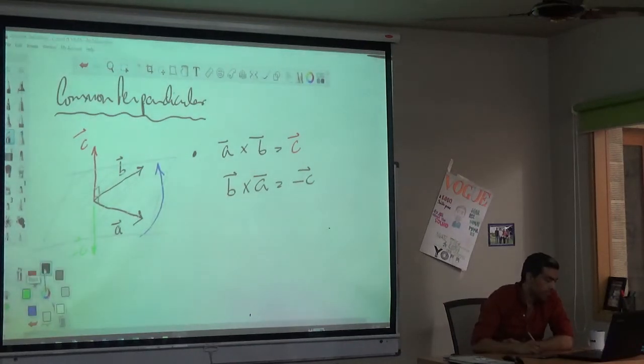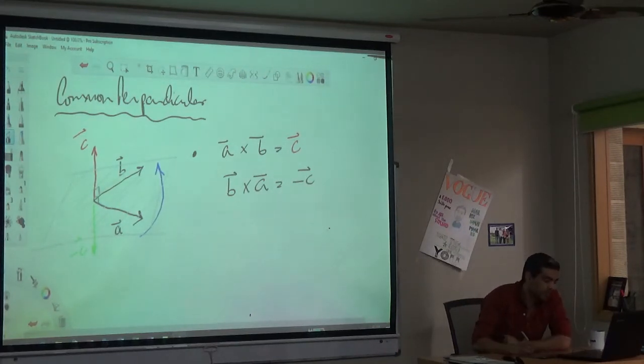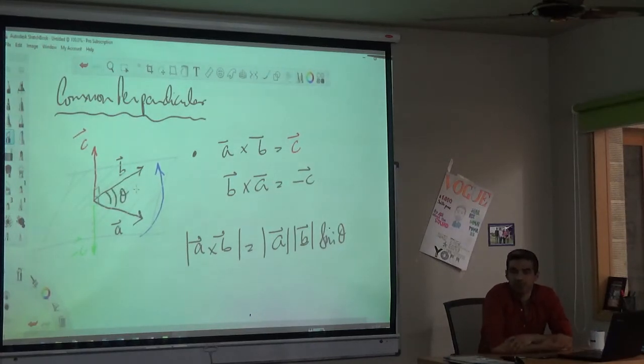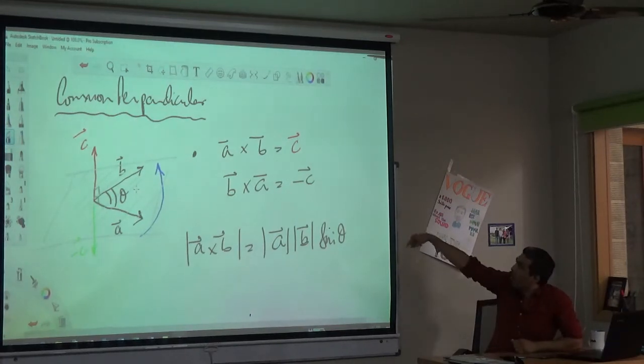Now, as A cross B results in another vector C, what would be the magnitude of this vector? We understand the direction of this vector: it is perpendicular to both vectors A and B. But what would be the magnitude? The magnitude of A cross B is equal to the magnitude of A times the magnitude of B times sine of theta, where theta is the angle between the two vectors. This AB sine theta gives you the mod of the resulting vector A cross B that is coming out.